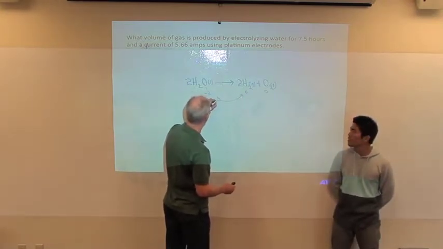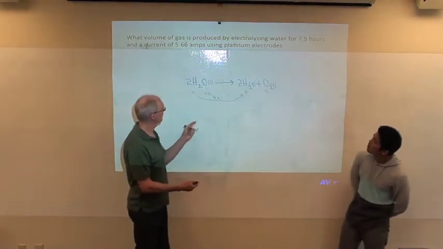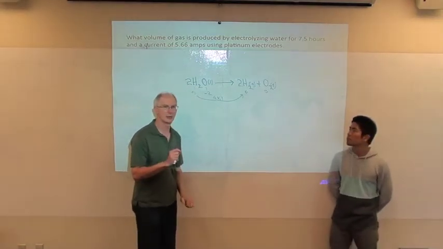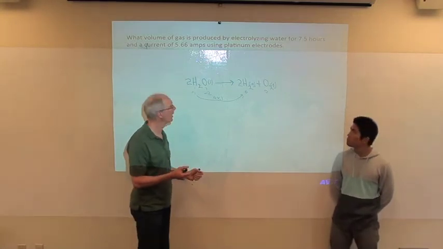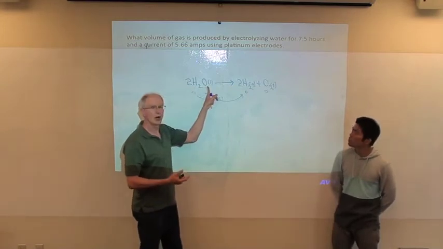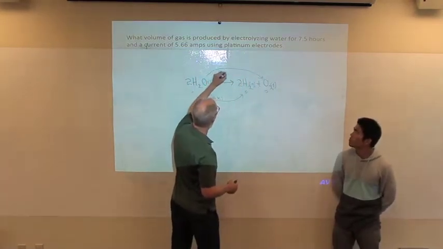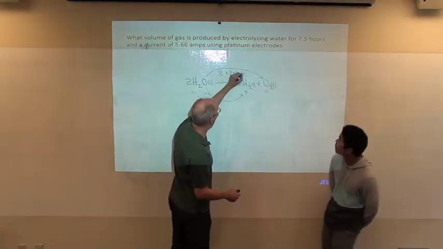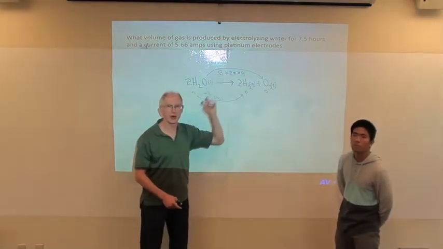4 times 1. How about for the oxygen? Oxygen's -2, it goes to 0. So each oxygen atom loses 2 electrons, but there are 2 oxygen atoms, so 2 times 2 electrons is 4. So 4 electrons gained by the hydrogen, 4 electrons lost by the oxygen.